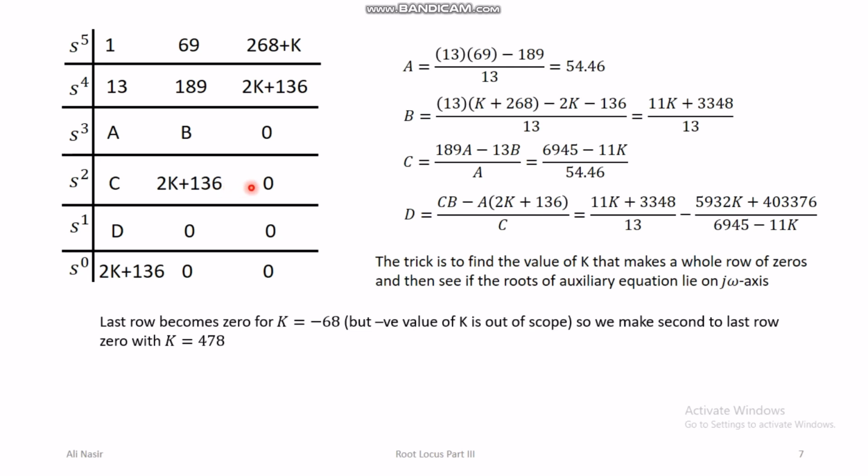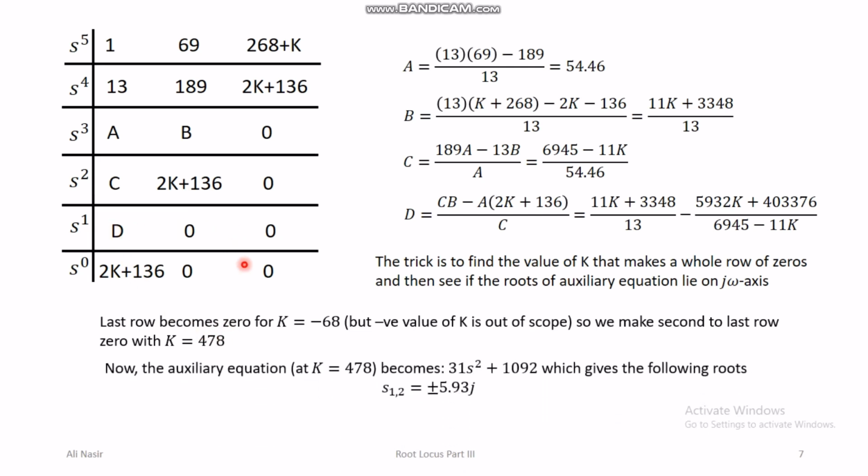When we form the auxiliary equation using this row, we have to put k equal to 478, because that is the value of k which achieves 0 row. So when we put k equal to 478 and form the auxiliary equation, it turns out to be 31s² + 1092, which gives the following roots. These roots are 0 + 5.93j and 0 - 5.93j, which is actually on the jω axis.